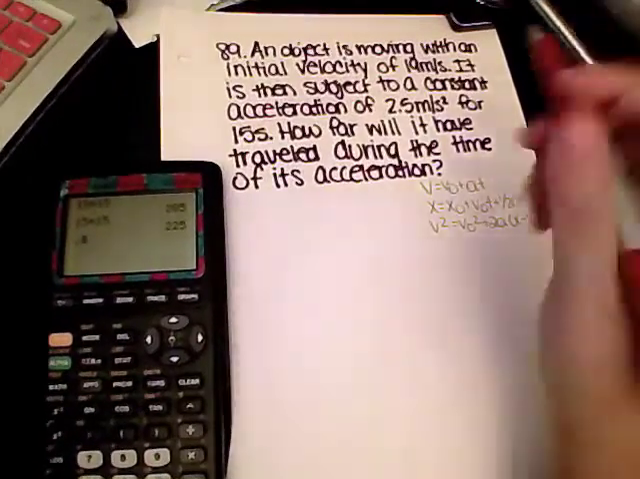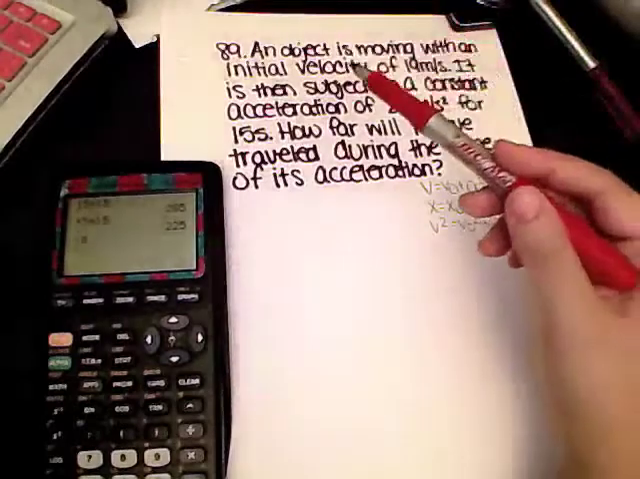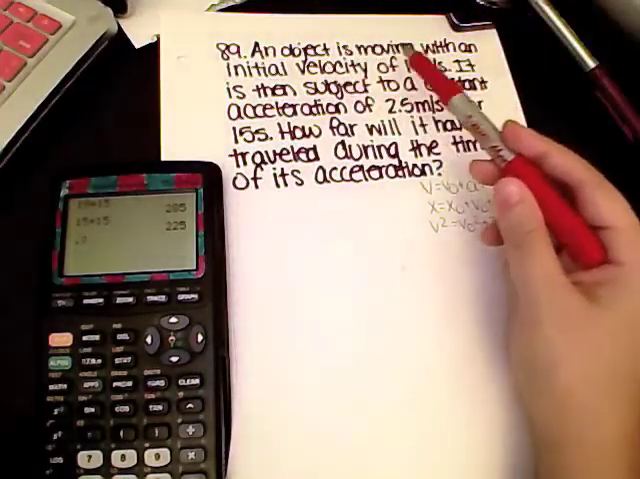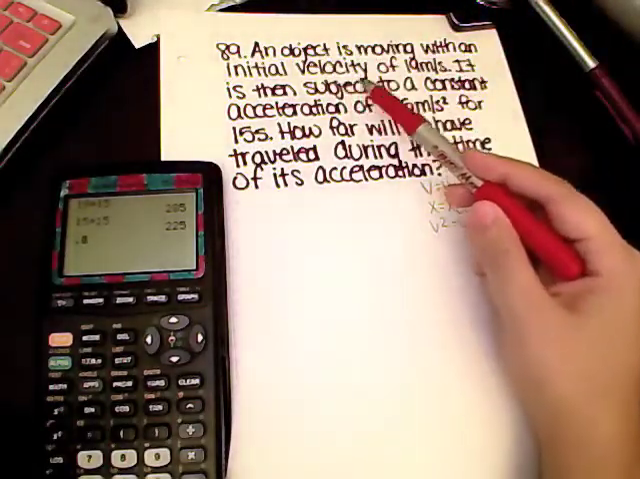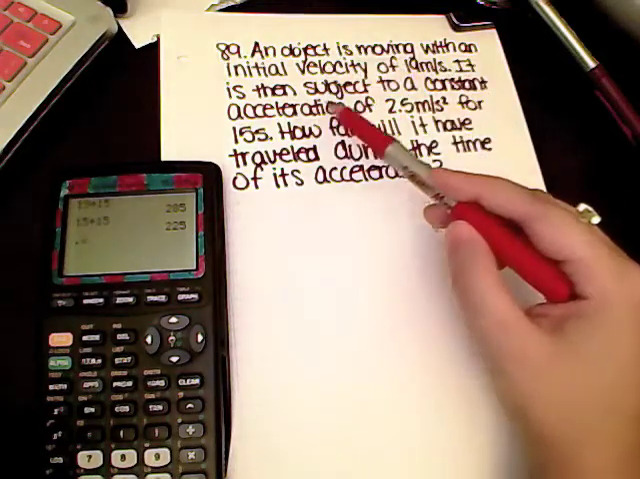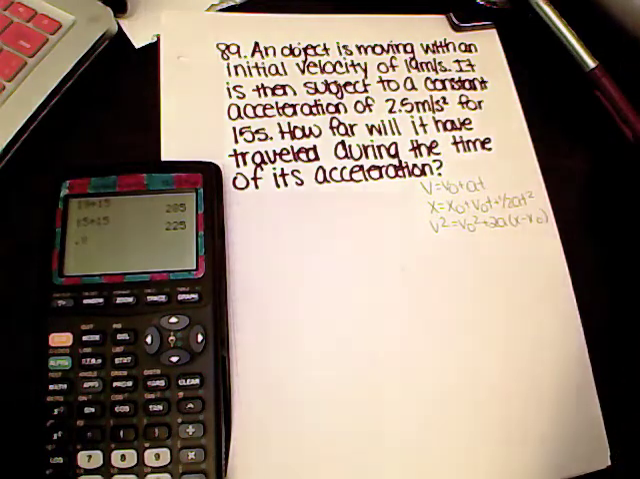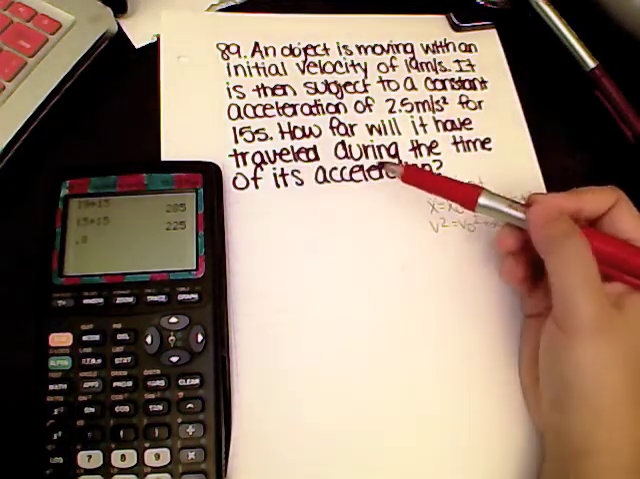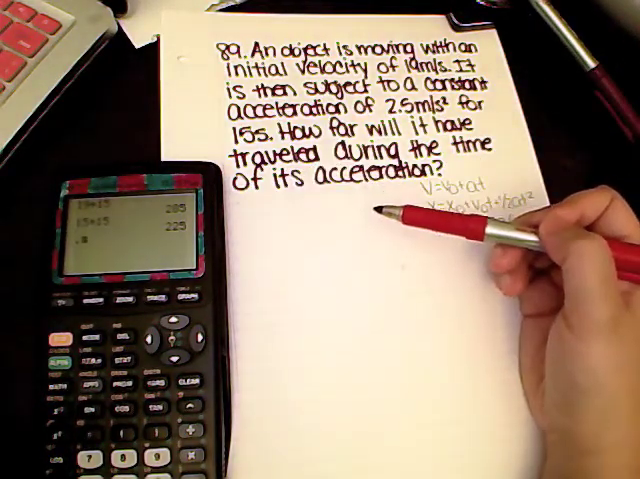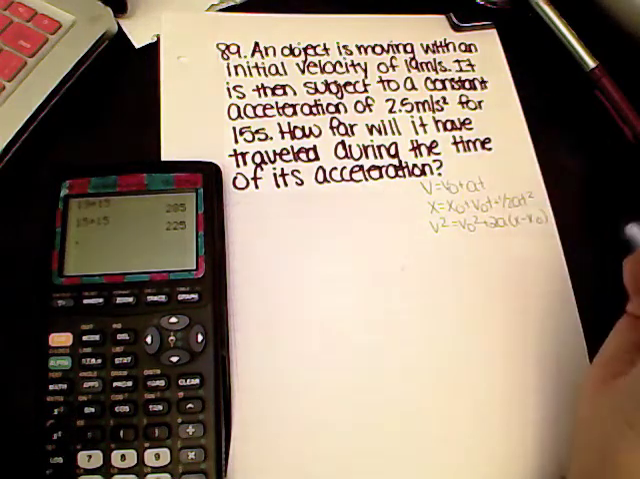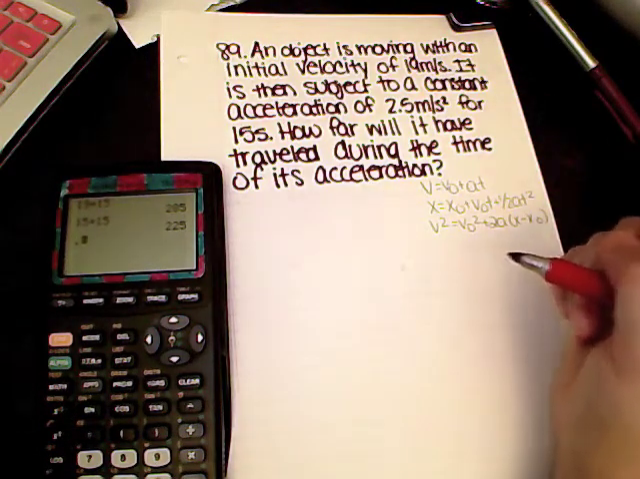Okay, so for our first problem, which is number 89 in the questions packet, it says an object is moving with an initial velocity of 19 meters per second. It is then subject to a constant acceleration of 2.5 meters per second squared for 15 seconds. How far will it have traveled during the time of its acceleration? So the first thing we have to do is list our givens.